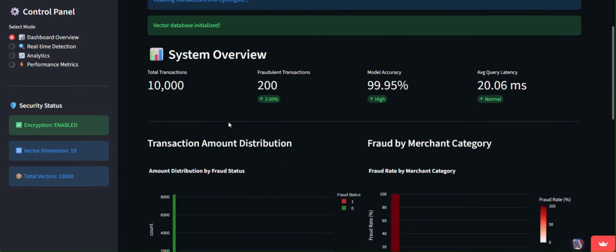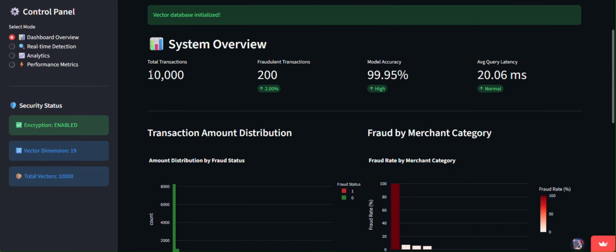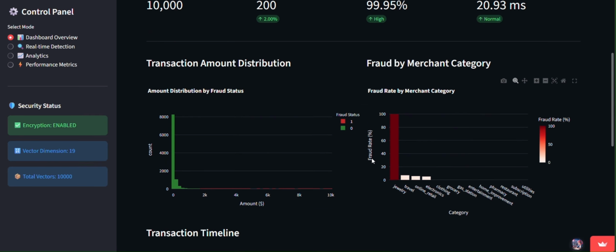Here we can see the quick stats. This is the system overview: the total transactions and the fraudulent transactions. It found 200 frauds out of 10,000. And this is the model accuracy and the speed of the model. So basically it shows the entire system is ready and performing well.